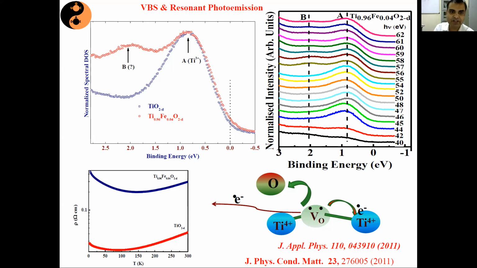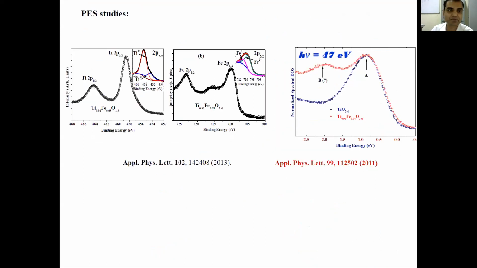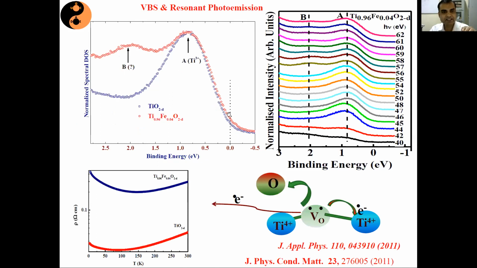X-ray photoelectron spectroscopy had indications that in my system titanium is present in 3 plus as well as 4 plus. So the indication of titanium 3 plus suggested that oxygen vacancy induced free electrons are converting some of the titanium 4 plus into titanium 3 plus. Number 1. Number 2, the finite density of states at the Fermi level suggested that in my system we had some free electrons available. That means there are some delocalized electrons also.